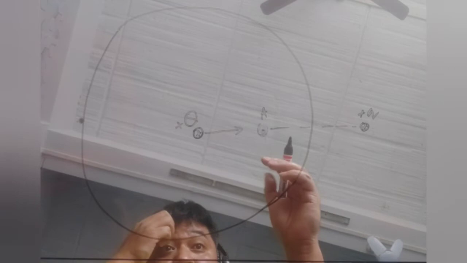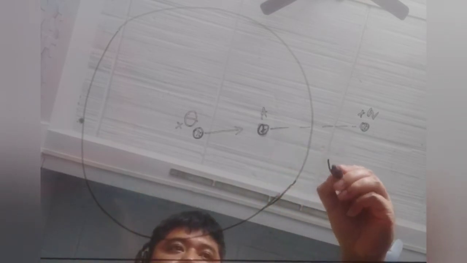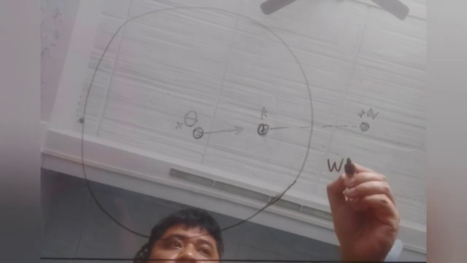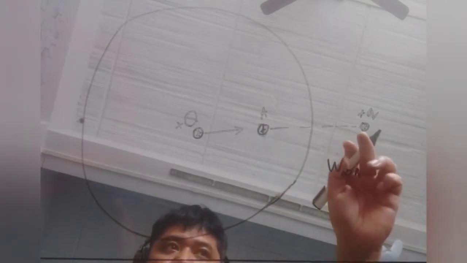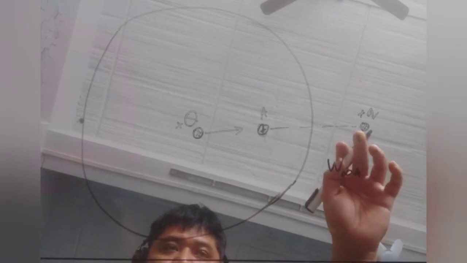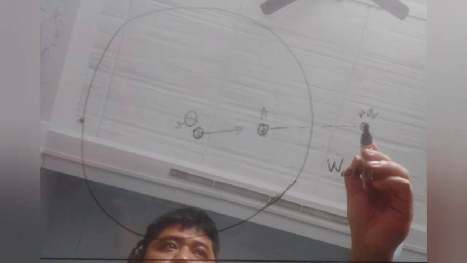So the potential at this point A is the work done in moving a charge from infinity to point A. This is considered as infinity because it is outside the electric field. The potential is 0 at infinity.